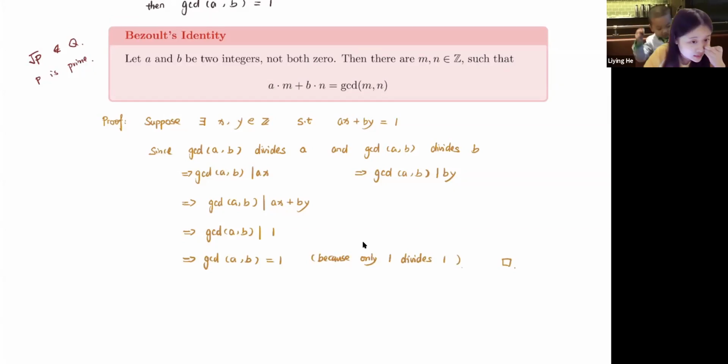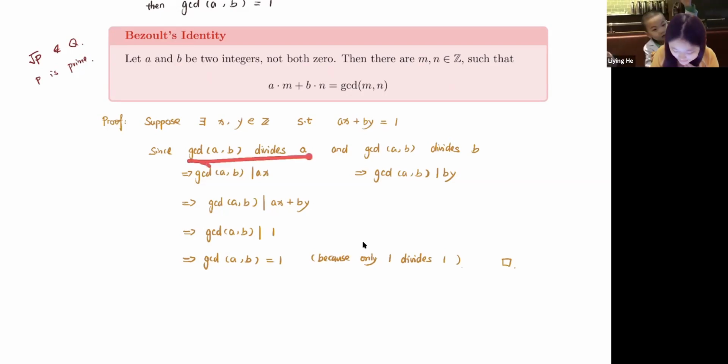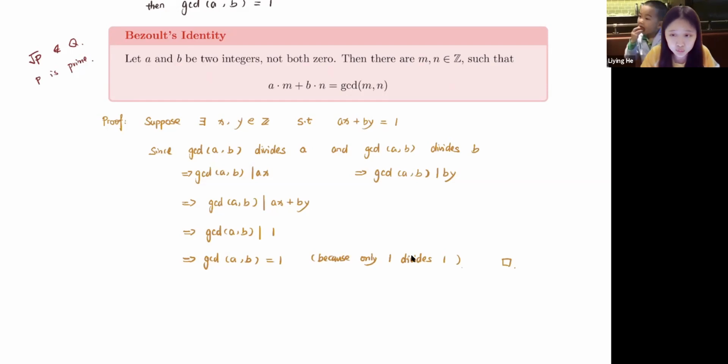How did you get GCD of AB equals to A? No, not equals to, divides AX. Divides AX. Because it divides A, so it should divide AX as well. Yeah, not equal to, okay, divides.